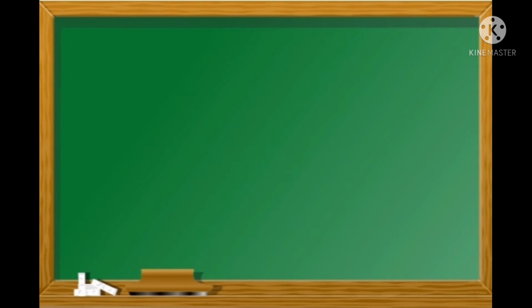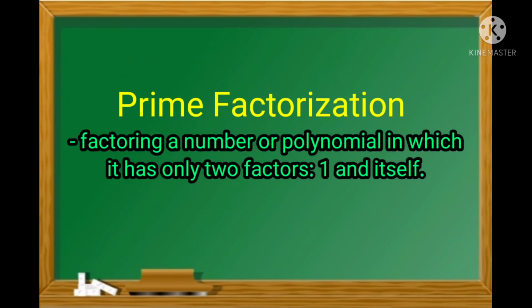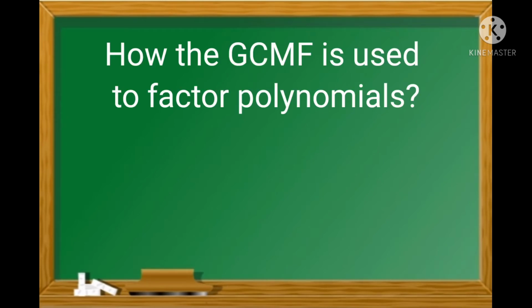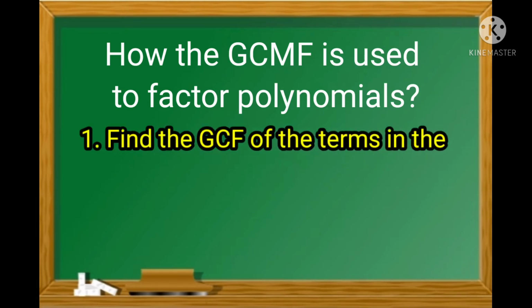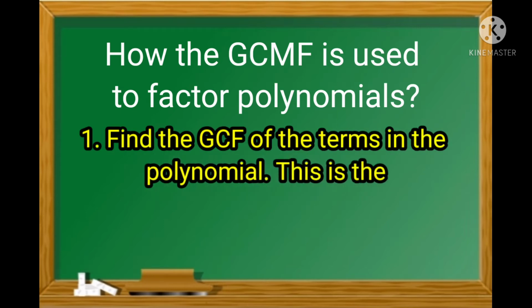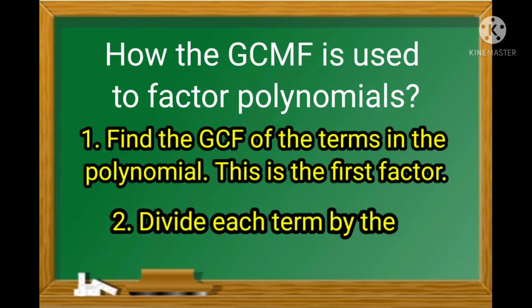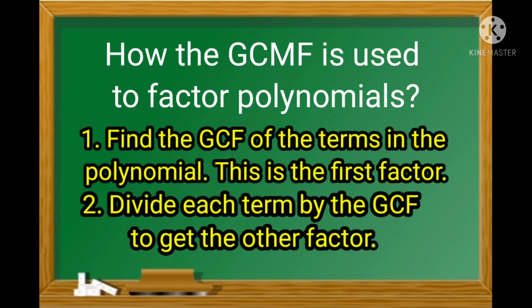Notice that in the given examples, prime factorization is used to find the GCMF of the given pair of monomials. The next examples illustrate how the GCMF, or the greatest common monomial factor, is used to factor polynomials. First, find the GCF of the terms in the polynomial, and this is the first factor. Second, divide each term by the greatest common factor to get the other factor.